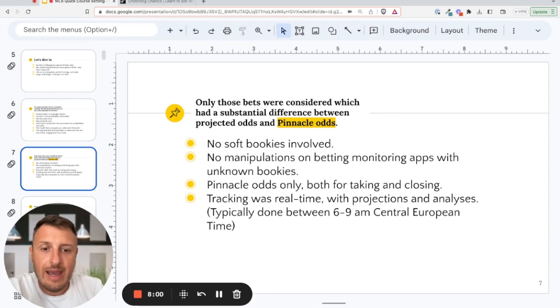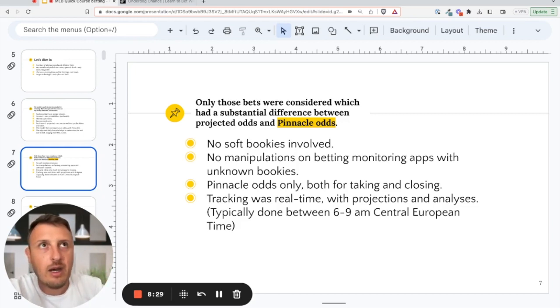Okay, and tracking was real time with projections and analysis, typically done between 6 and 9 Central European time. This is where I live. So in the morning, I made projections, analysis, and so on. Okay, and tracking was real time. I think that if you test a betting model and if you track your odds, you also need to understand yourself, where you live, when you have time to make projections, and you need to track it in real time.